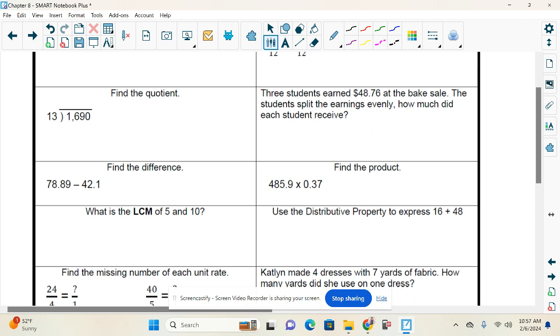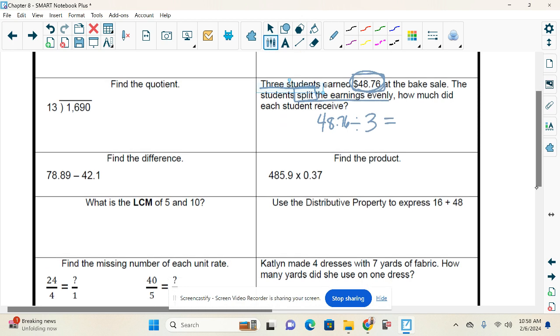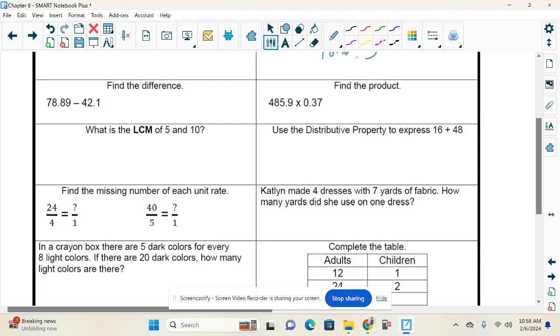The second one says there are 3 students who earn $48.76 at the bake sale. The students split the earnings evenly. How much did each student receive? So because they are splitting, split is a key word for division. So we are taking our total cost of $48.76 and we're splitting it among 3 students. So you should be able to do that one. You should be able to do the next one.